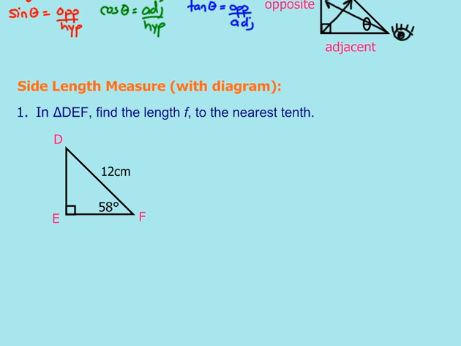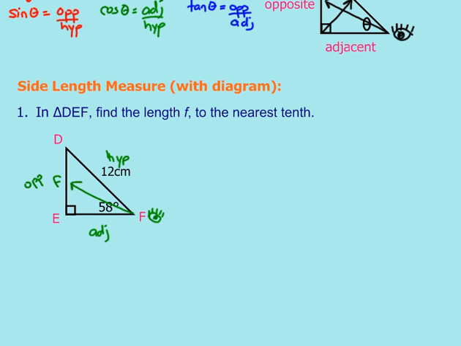Side lengths. Here you have a triangle DEF, and they wanted you to find the side length, little f. Just to recap, little f is over here across from big F, so that's where your unknown is. I'm going to draw my eye in this corner instead of corner D because it has a 58 degrees there. Okay, so from my eyeball, this side is my opposite. My longest side is over here, that's my hypotenuse, and the adjacent is at the bottom.